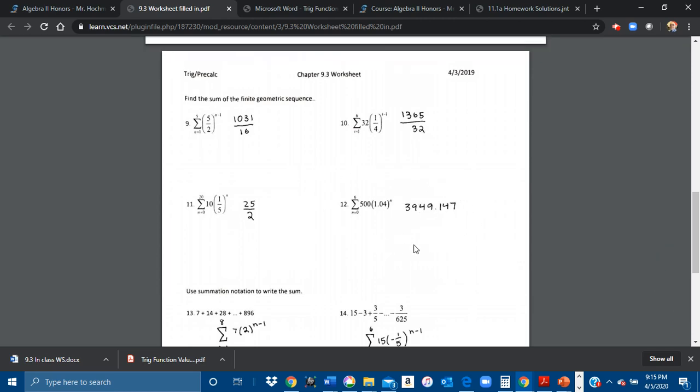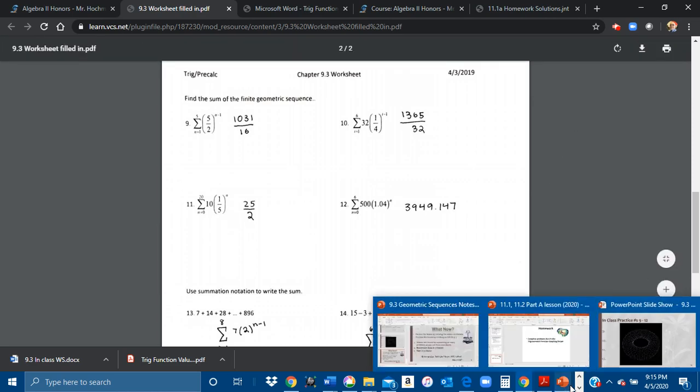And if I do this one, I've got this number here, 3,949.147. So I would suggest practicing those on your calculator to make sure you get those values. It will help you tremendously on your homework if you know how to do that. All right, let's go back.